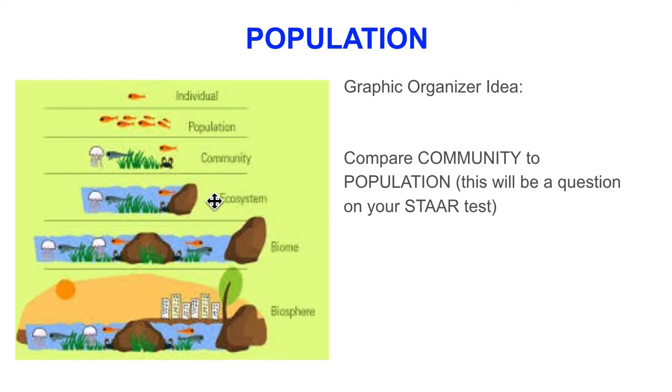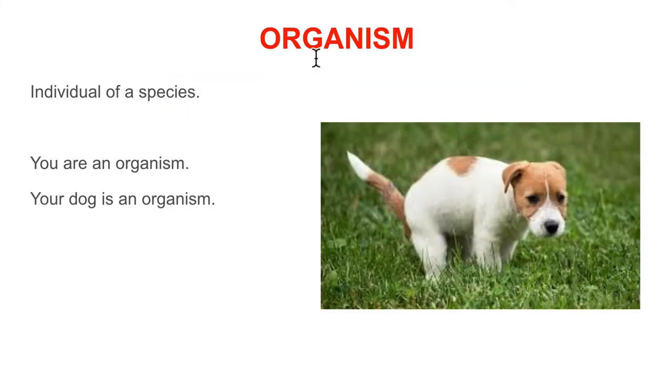So this is living and non-living things. Community, just the living things. Now we're into a population, which is a single species. And then the next word is an organism, which would be one individual of that species. So you're an organism. A single plant would be an organism. Your dog is an organism.